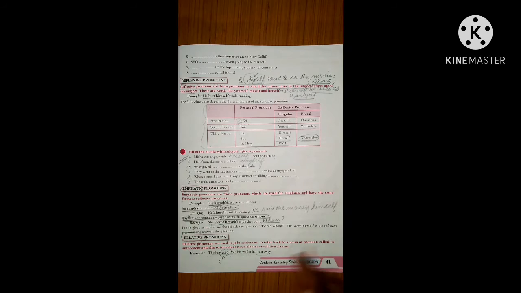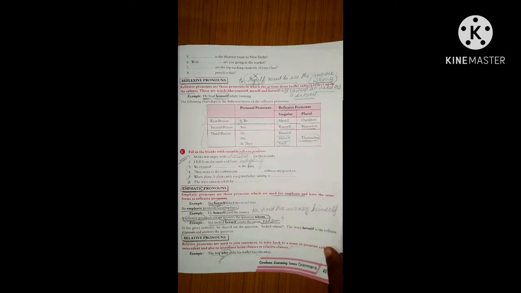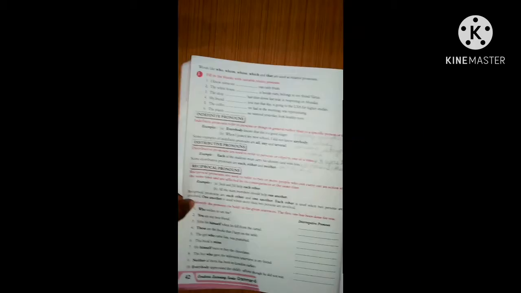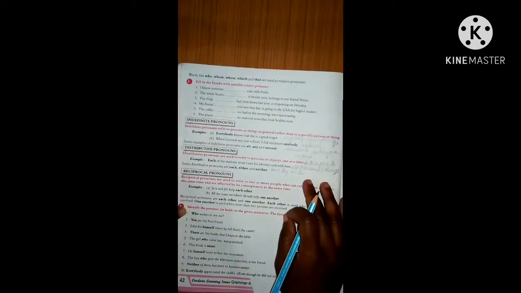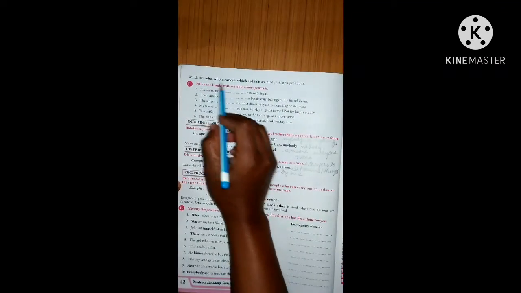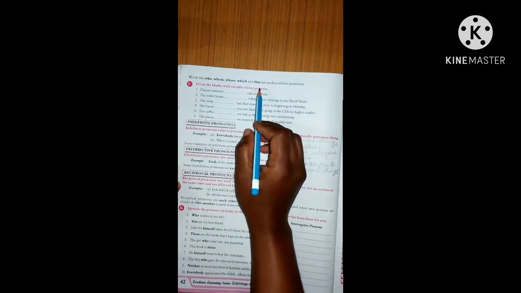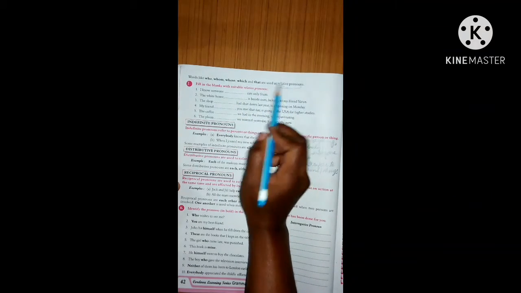Let us read the definition. Relative pronouns are used to join sentences to refer back to a noun or pronoun called its antecedent and also to introduce noun clauses and relative clauses. Clear? So this was relative pronoun. Now words like who, whom, whose, which and that are used as relative pronouns.